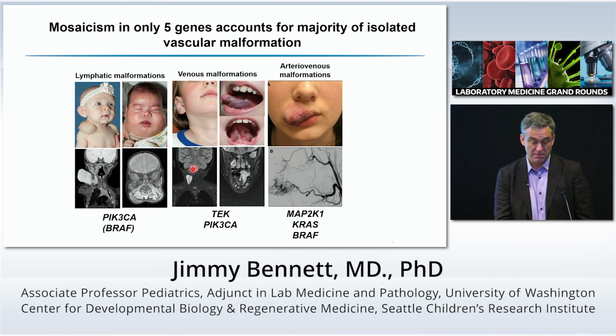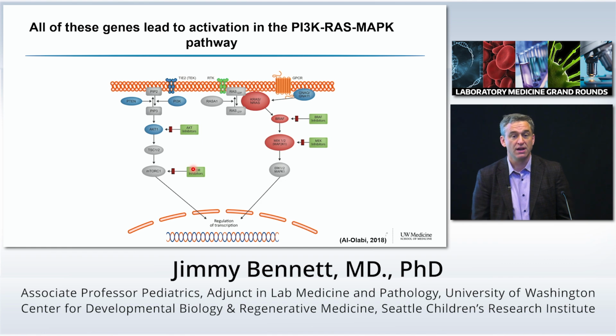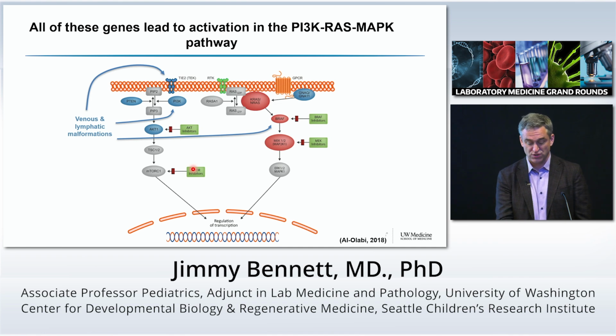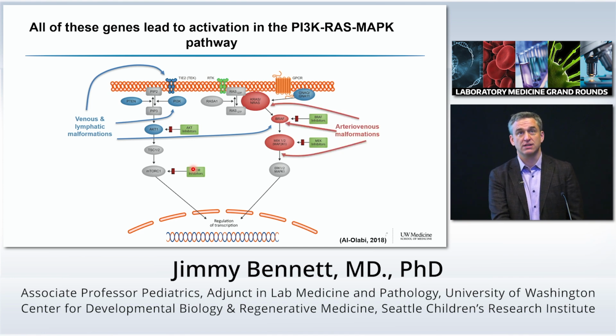And what's amazing about these discoveries is that all of these genes are in the same pathway. This is a well-known pathway that stimulates growth and proliferation of cells, among other things. All of these genes are in the same PIK3CA, RAS, MAP kinase pathway, which is drawn here, an oversimplification, of course. And here just sort of shows the corresponding genes that have been implicated in causing venous and lymphatic malformations, as well as the genes that have been implicated in causing arteriovenous malformations.